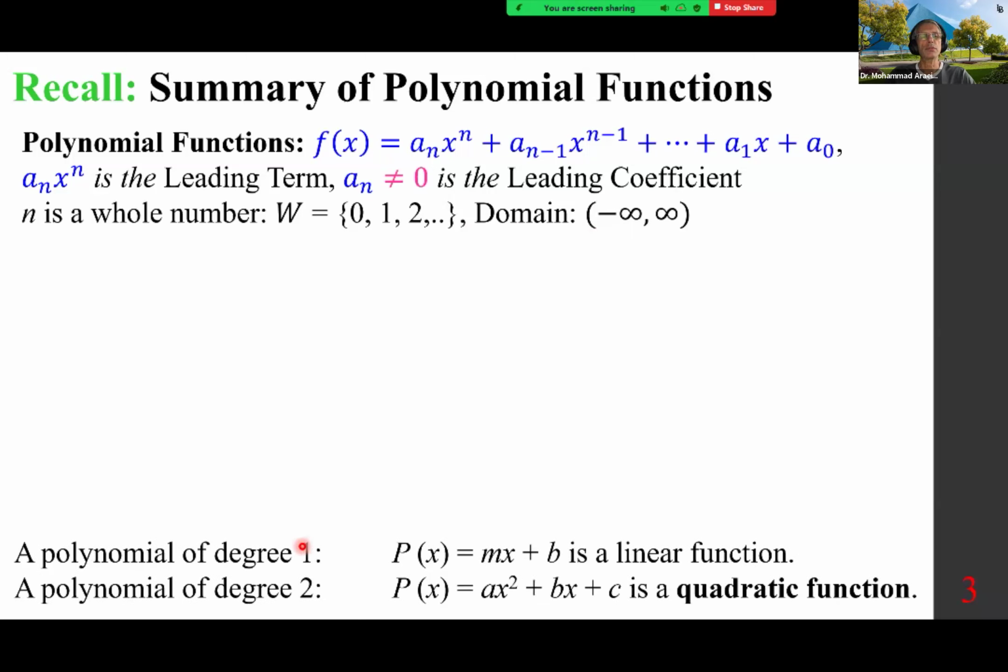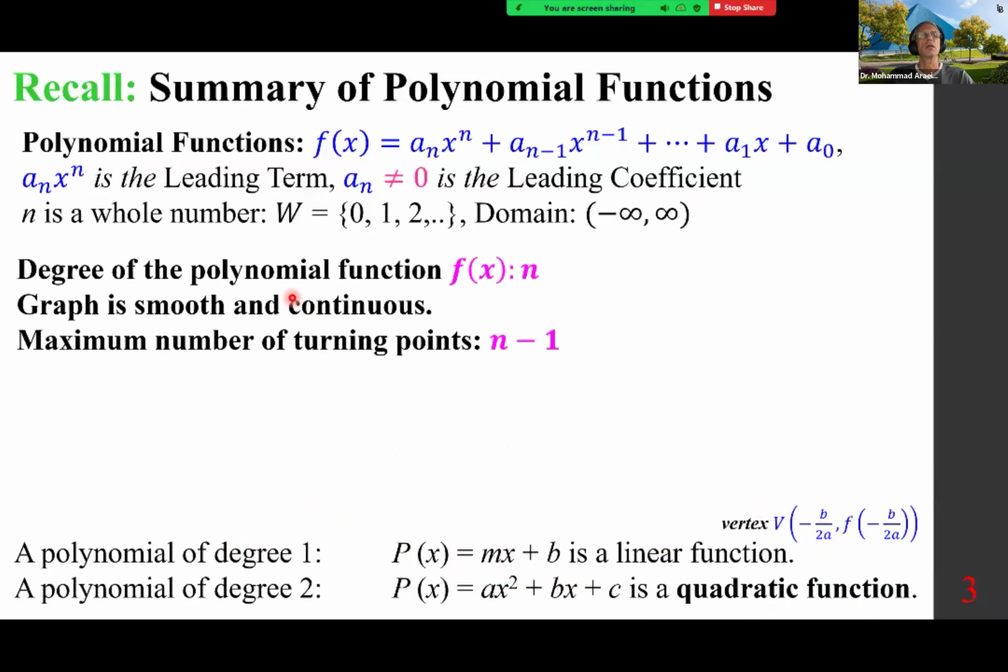Two simple examples. A polynomial of degree 1, a linear function p of x equals mx plus b, and a quadratic function p of x equals ax squared plus bx plus c, which has its vertex at minus b over 2a, and you plug in to find the y-coordinate. If the degree of the polynomial f of x is n, the graph is smooth and continuous, and the maximum number of turning points is n minus 1.